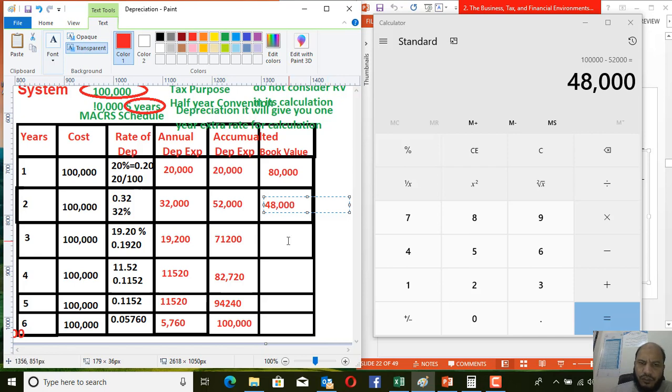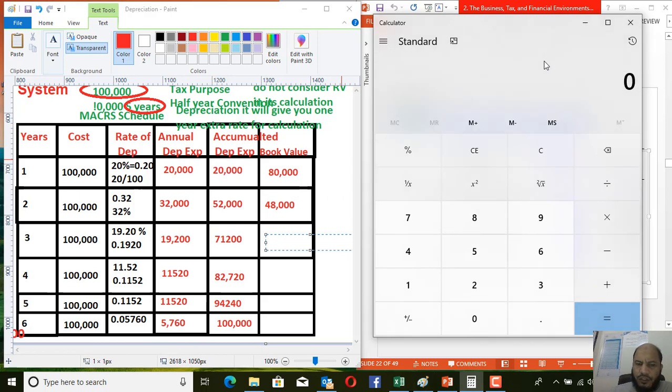This is the book value of year 2. The book value of year 3 is how much? So we have 100,000 minus 71,200. This is 28,800.